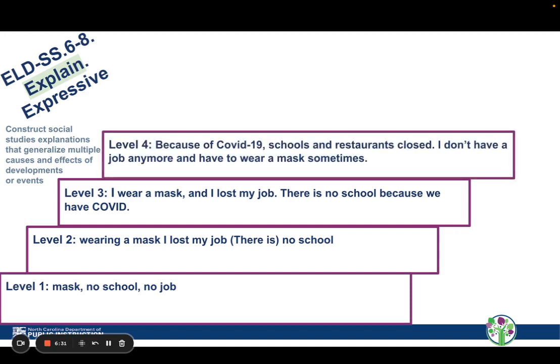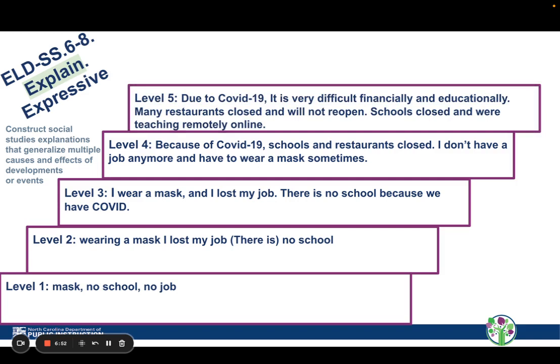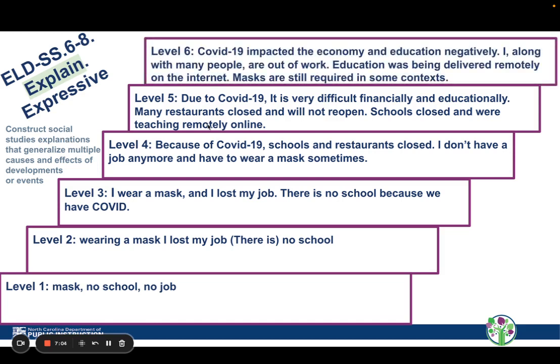In level 4, we call that expanding for a reason. We've begun our sentence with a clause. Because of COVID-19, schools and restaurants closed. I don't have a job anymore and have to wear a mask sometimes. And then at level 5, you'll see the very technical vocabulary here: financially, educationally, remotely. In level 6, the sky's the limit with language, and you'll see complex, varied sentences with highly technical vocabulary, such as negatively, impacted, remotely, and context.